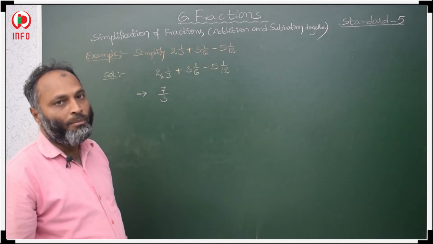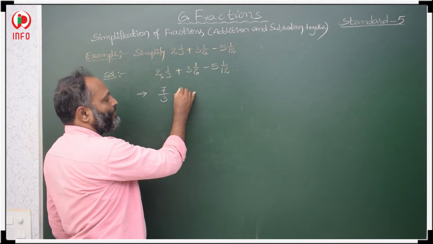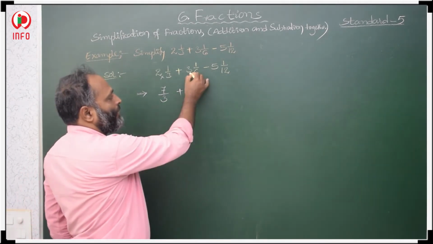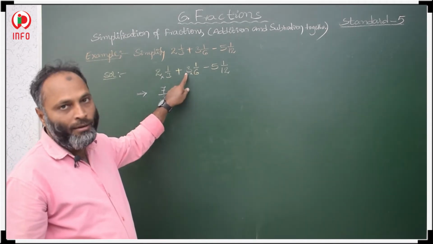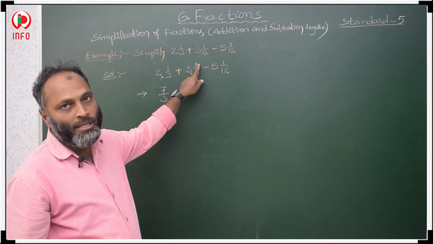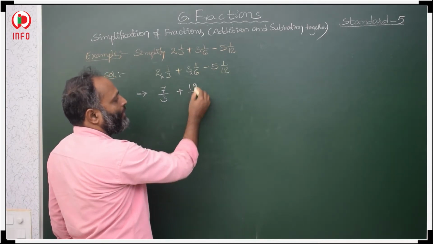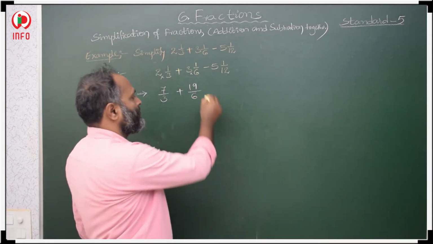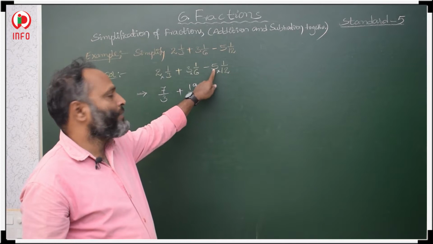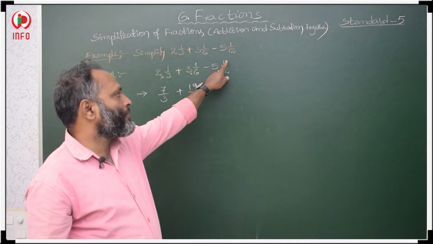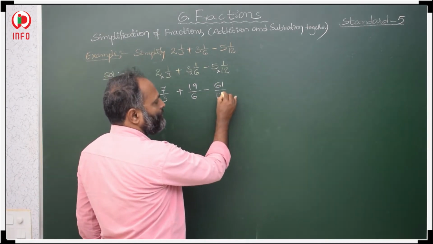This is our improper fraction, mixed fraction converted into improper fraction. After that plus sign, and here again we have to multiply the same denominator with the whole number. 6 3s are 18, and we add the numerator. 18 plus 1 is 19 by the denominator. Then after that minus. Again we multiply the denominator with the whole number. 12 5s are 60 plus the numerator 1, 60 plus 1 is 61 by 12.